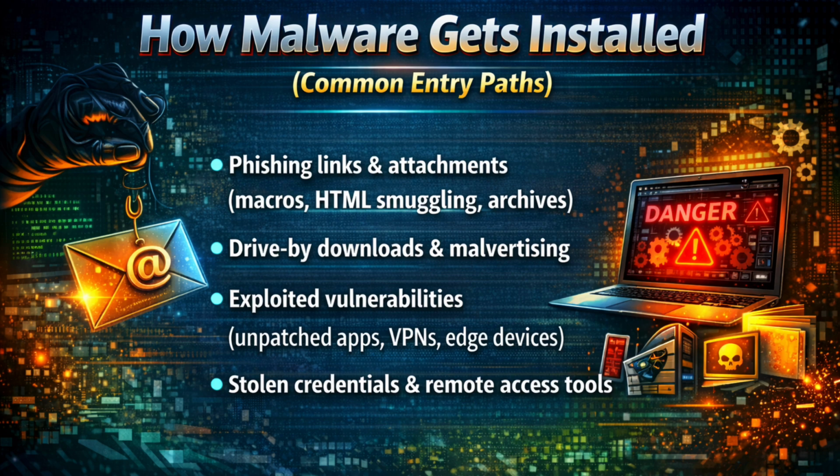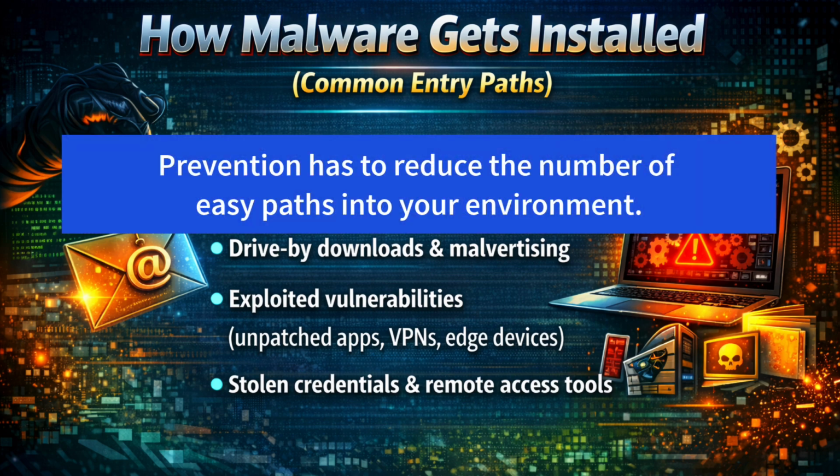Another major route is exploitation. If your browser, PDF reader, VPN, or internet-facing system is unpatched, attackers can execute code without the user's help. And finally, credential theft. If they steal a password or session token, they can log in and push tools that look legitimate, like remote access software. Notice the pattern. Attackers choose whatever requires the least resistance. That's why prevention has to reduce the number of easy paths into your environment.